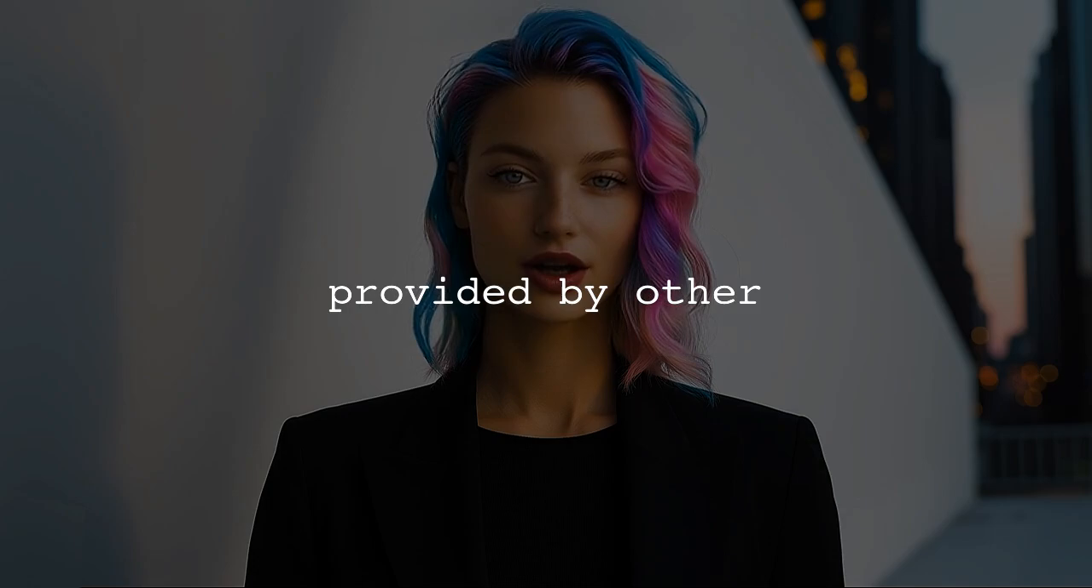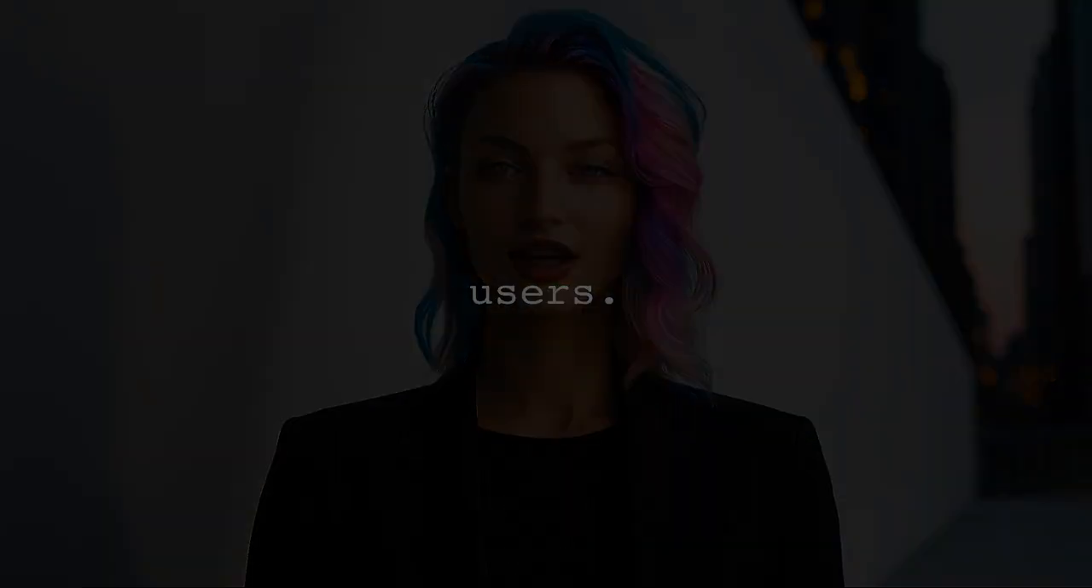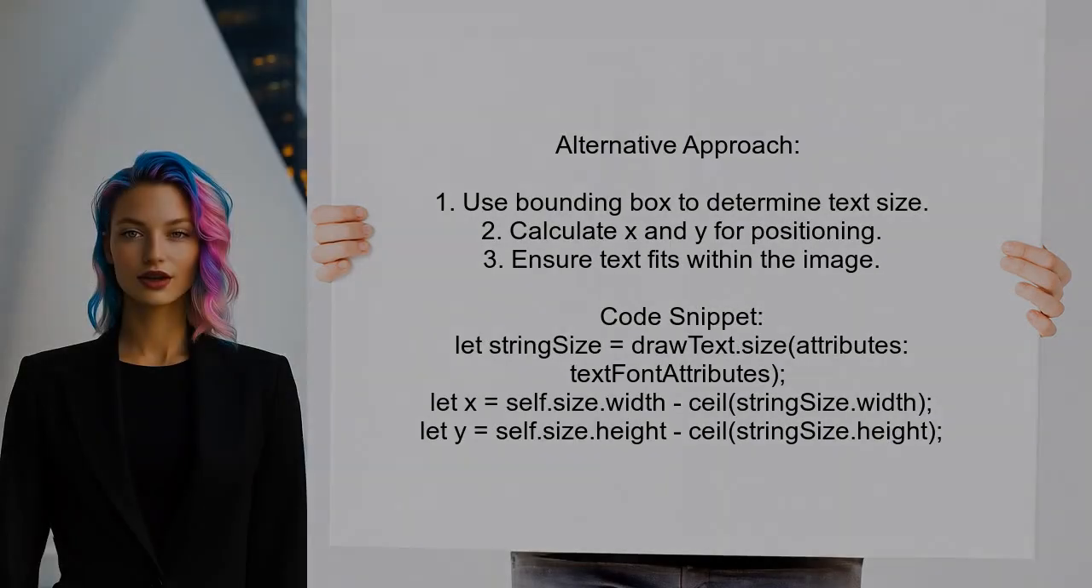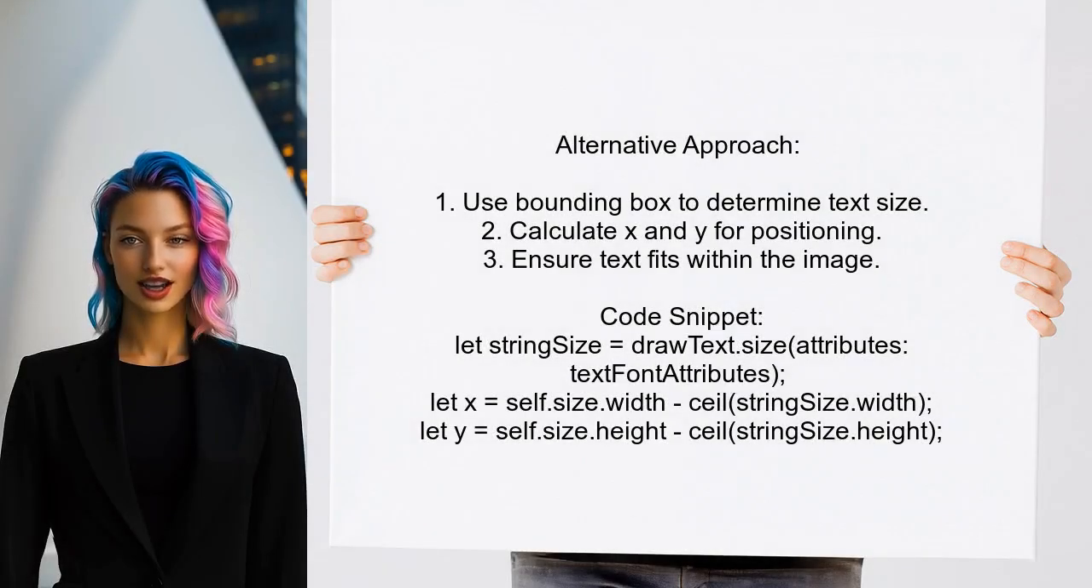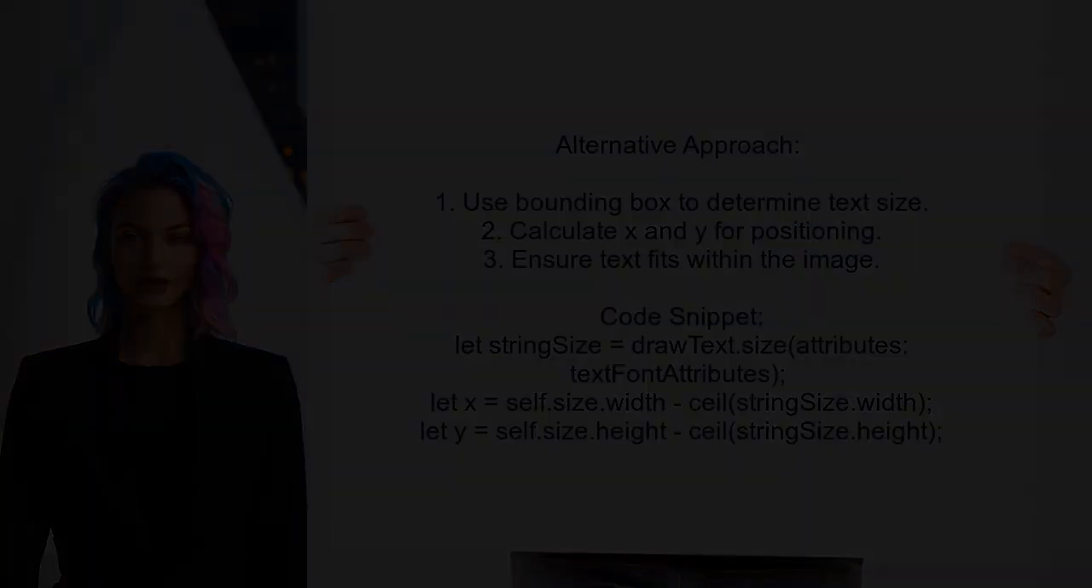Now let's look at the answers provided by other users. An alternative solution suggests using a function to get the bounding box for the text. This allows you to position the text correctly in the image. By calculating the X and Y coordinates based on the image size and text size, you can ensure the text fits within the right corner without being cut off.